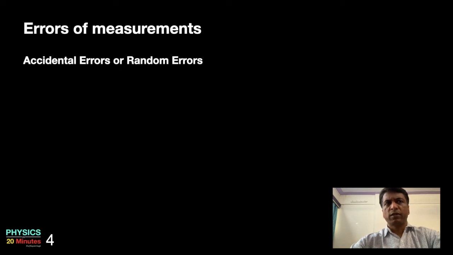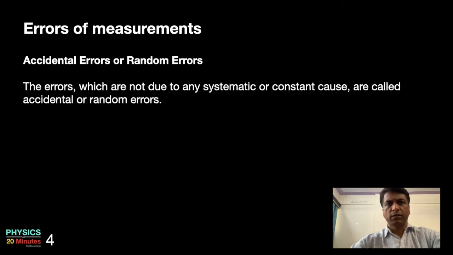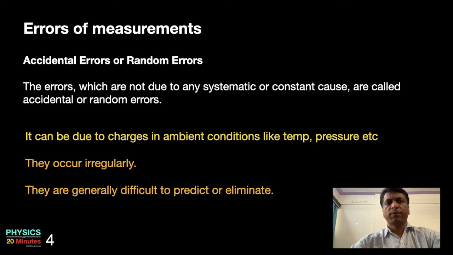The fourth type of errors are called accidental or random errors. As the name suggests, these errors are not due to any systematic or constant cause. It can be due to the changes in ambient conditions like temperature, pressure, etc. They occur irregularly and they are generally difficult to predict or eliminate completely.